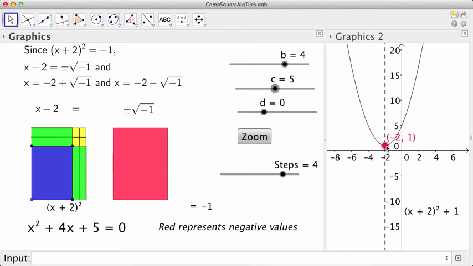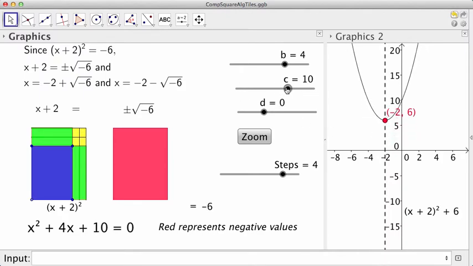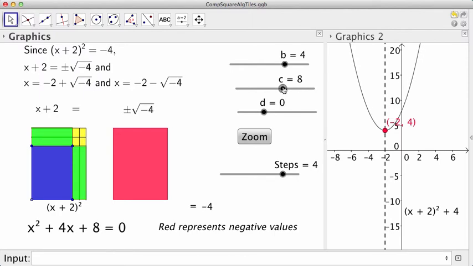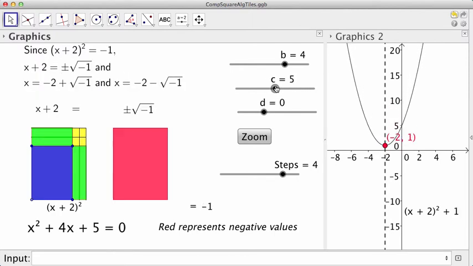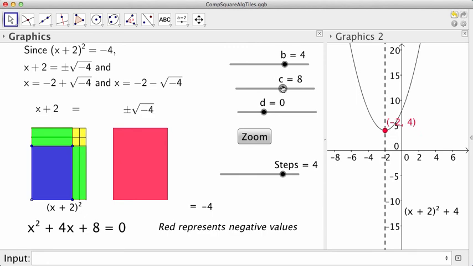So whenever the vertex of an upward-facing parabola, like we have here, is above the x-axis, we're not going to have any solutions to our equation because we're going to end up with an equation that has solutions with square roots of negative numbers, which, at least in the set of real numbers, do not exist.